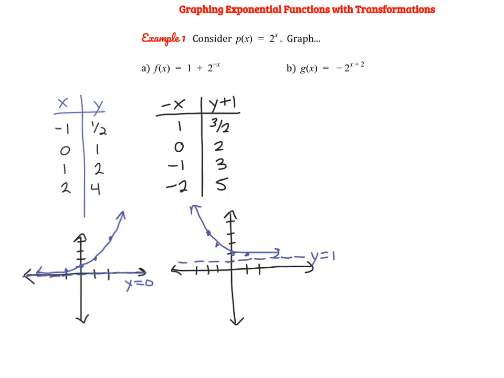Okay, so if you look here, now it looks like it's an exponential decay function, and of course that was due to the horizontal reflection, and you can also see that everything was shifted up 1, including our horizontal asymptote, which is now at y equals 1.